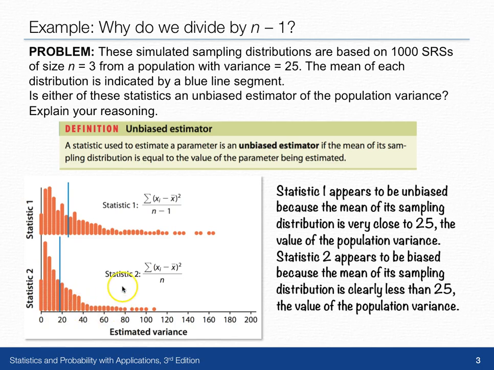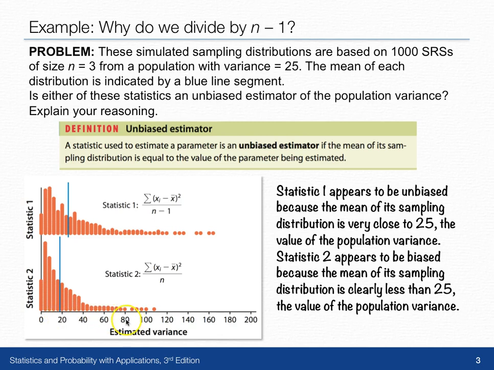Now we note that statistic 1 appears to be unbiased because the mean of the sampling distribution indicated by the blue line here is actually very close to the true value of the parameter, right around 25. Statistic 2, on the other hand, appears to be slightly biased because the mean of this sampling distribution is clearly less than 25. In fact, it's less than 20 here, so it's underestimating the population variance.